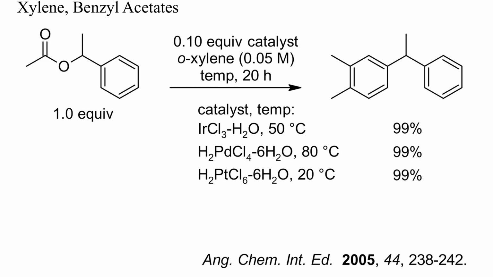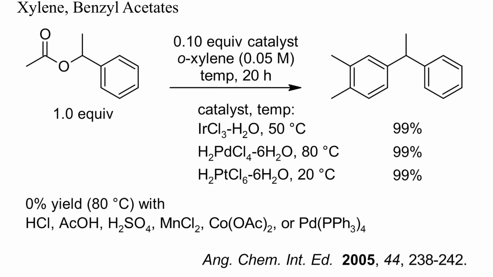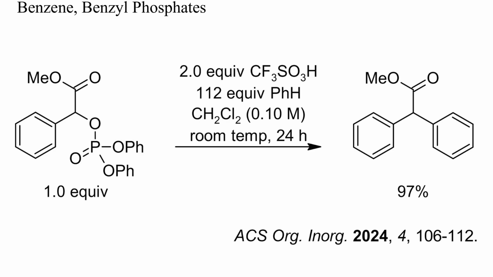With 10% of iridium, palladium, or platinum chlorides, a high yield of diaryl ethane was attained. With protic acids and some other transition metal complexes, however, no reaction occurred, not even at 80 degrees Celsius. Mandelic acid phosphates reacted with an excess of benzene and 2 equivalents of triflic acid cleanly to diphenyl acetates. No acylation or methylation by the methoxycarbonyl group occurred.